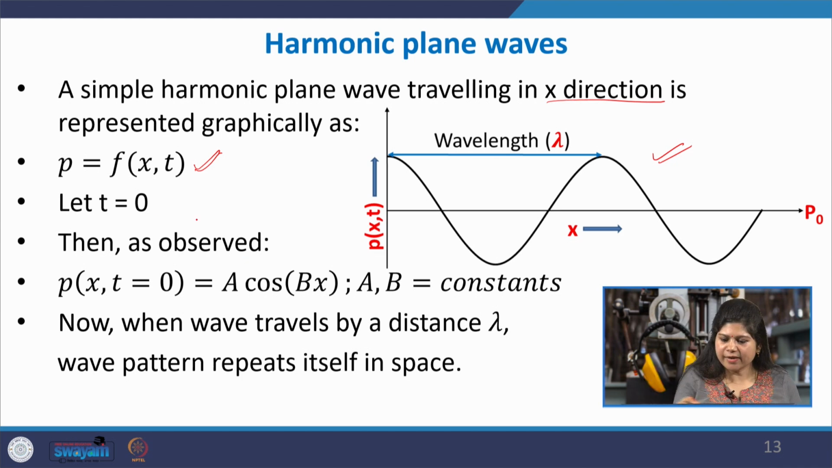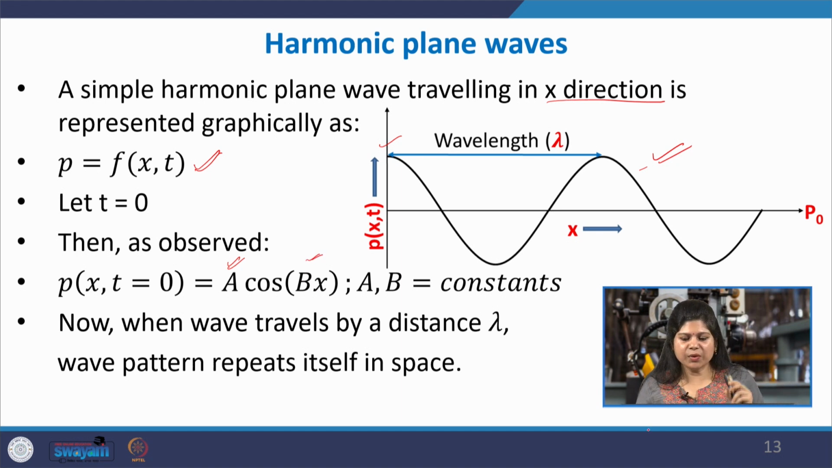So, here let us observe it at time t equals 0. We have put t equals 0. At a particular time instant, this is the picture, and it looks like a cosine wave. So, let us say it has a certain amplitude, a cos(bx). It is a cosine wave varying with some bx. This is a generic form of this wave. Here a and b are constants which we will find out very shortly.